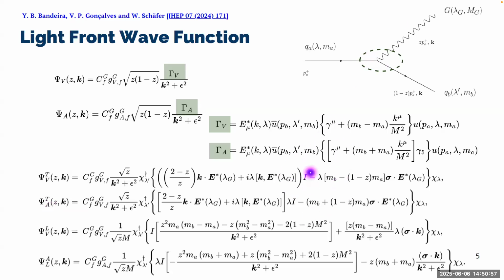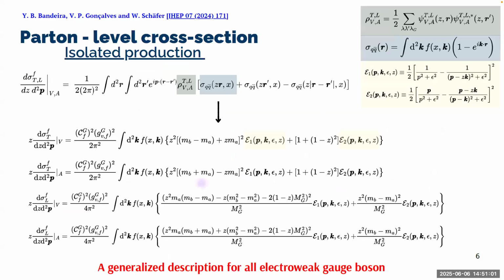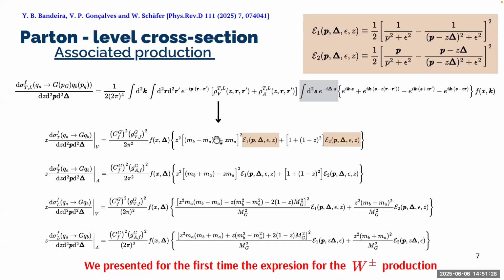Now that we have the light front wave functions, it's plain simple. We can construct the parton level cross sections, right? So it's just convoluted with the PDF, and we have, for example, the electroweak gauge boson production. And of course, our main result is that now we present a generalized description for electroweak gauge boson production, and you can use this in the momentum frame or in the impact parameter space. It is just a Fourier transform difference.